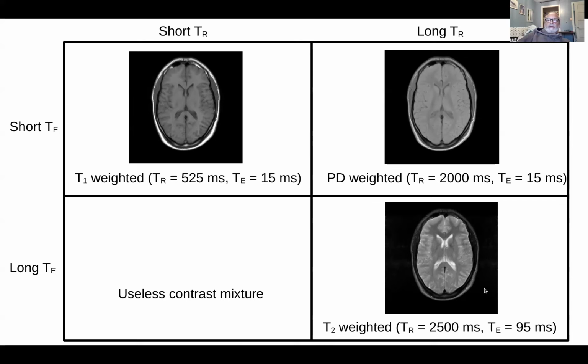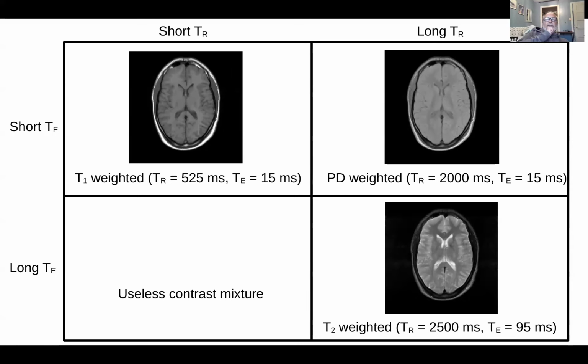And then down here in the corners, the opposite, we make a long TR so that we don't get any T1 weighting, and a long TE so that we get T2 weighting, and really the T2 weighting dominates, and you can see that the T2 time basically of the cerebrospinal fluid here in the ventricles is the longest of all the tissues in the brain. And in this case, where you have a long TE and a short TR, that gives you a mixture of different contrasts that is not useful for radiologists or interpreting, separating different tissue types.